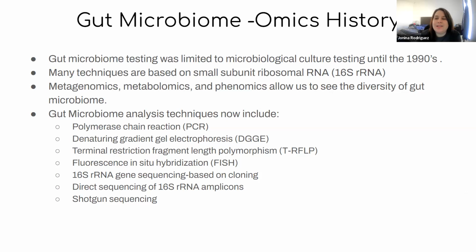And then in order to analyze gut microbiome, there's a lot of new techniques that have come up since the 1990s, and some include polymerase chain reaction or PCR, denaturing gradient gel electrophoresis, terminal restriction fragment length polymorphism, fluorescence in situ hybridization. Then you analyze the 16S rRNA gene sequencing. And there's two different sequencings on that. You can do one based on cloning, or you can do one based on amplicons. And then, of course, shotgun sequencing.